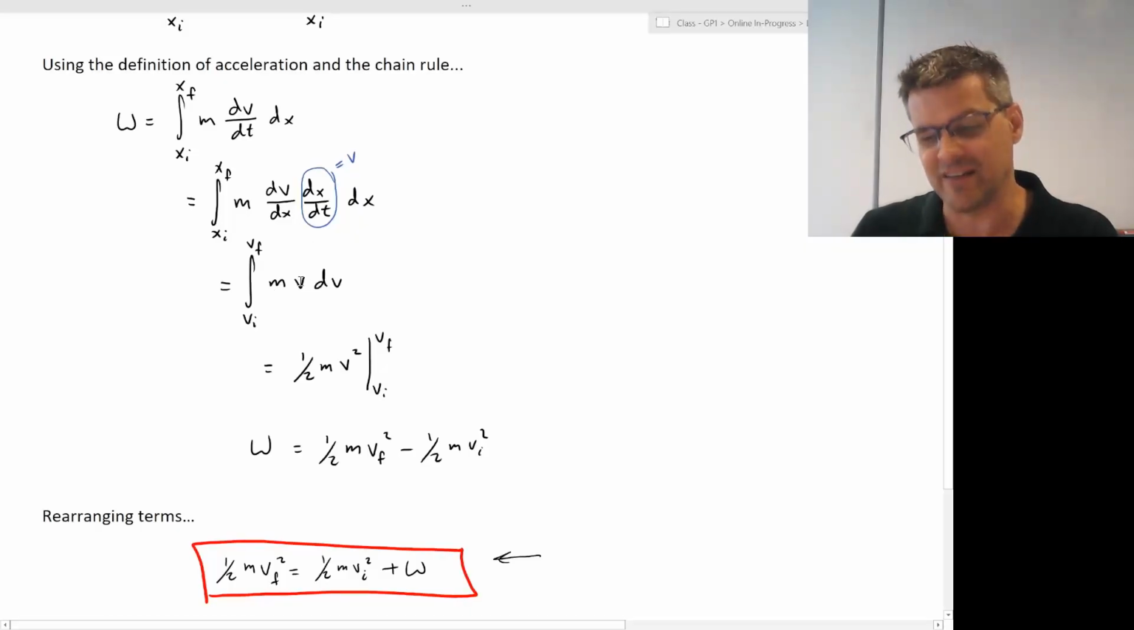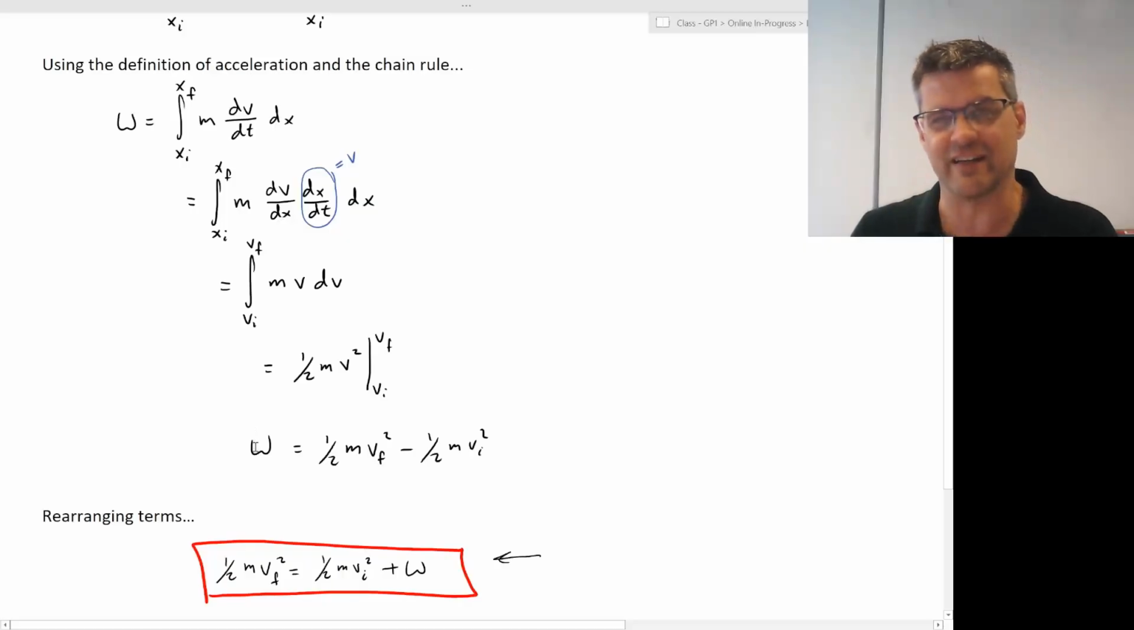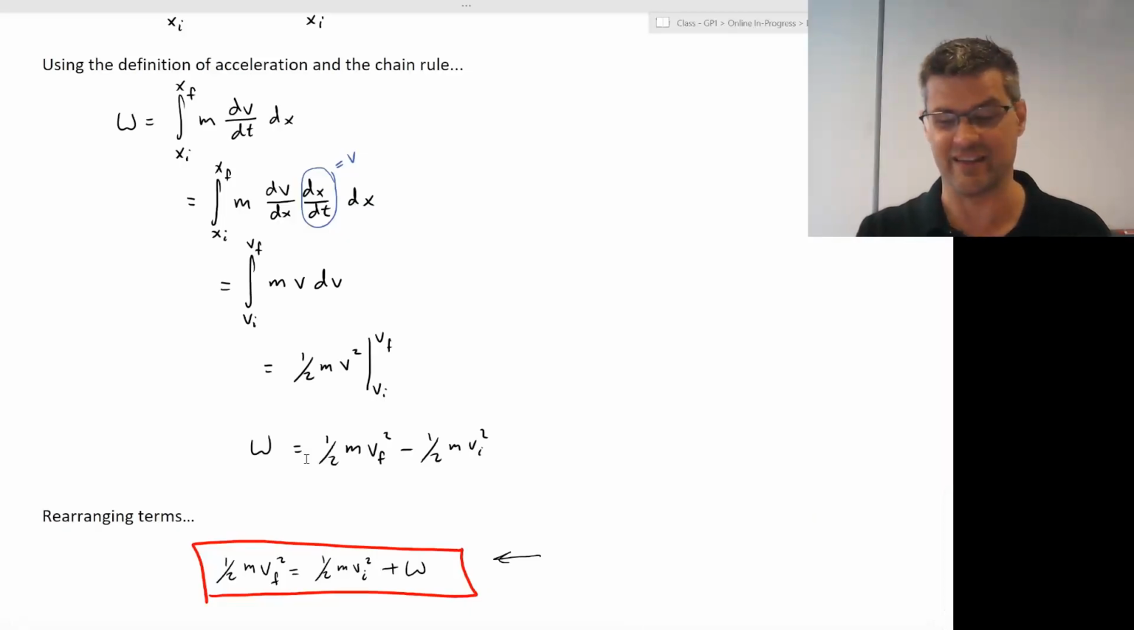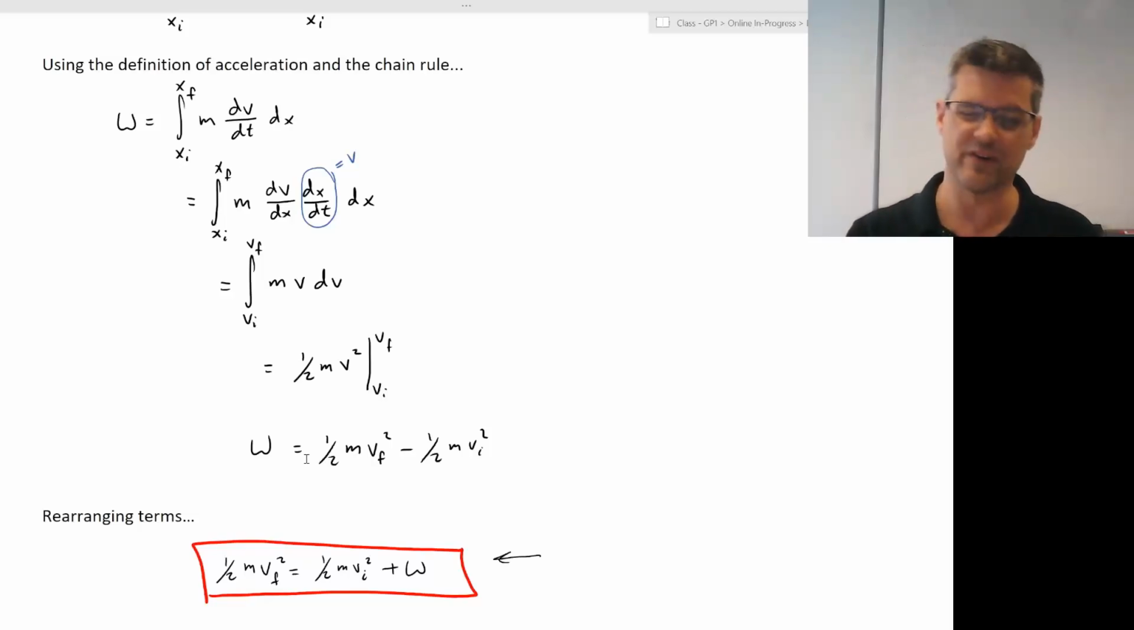So by taking the integral of this, the integral of mv is 1/2 mv squared. I have to put in my limits of integration. I find out that the work that is done is equal to the difference in 2 terms: a 1/2 mv squared that is at the end, minus a quantity of 1/2 mv squared that was at the beginning. So what are these 1/2 mv squared things?